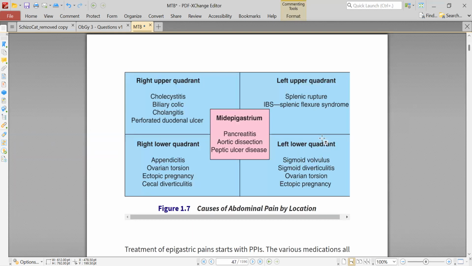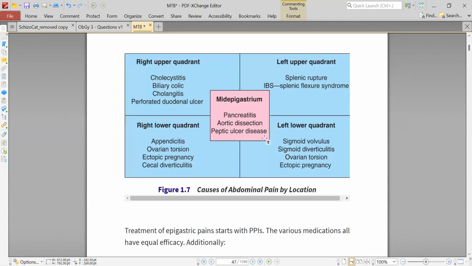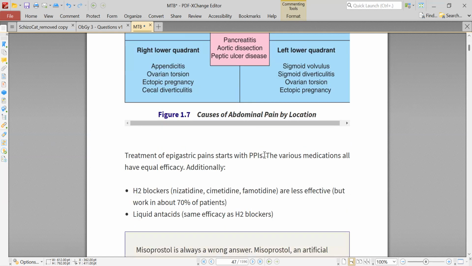Left lower quadrant, it is going to be sigmoid diverticulitis, volvulus can be there, ovarian torsion can be there, ectopic pregnancy can be there. Ectopic pregnancy and torsions are on both sides because ovaries are on both sides. On the right lower, you will have cecal diverticulitis. On the left, you can have sigmoid diverticulitis. In the epigastrium, you get pain from the pancreas, aortic dissection, and peptic ulcer disease.